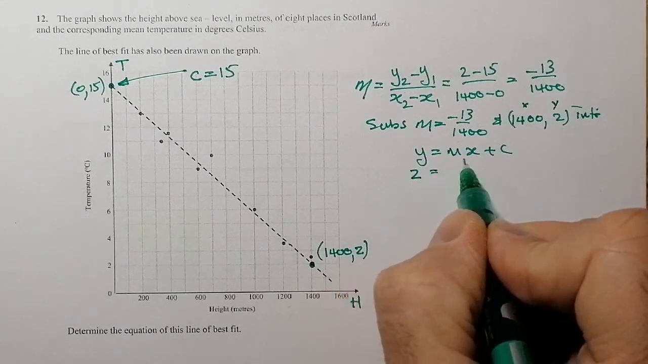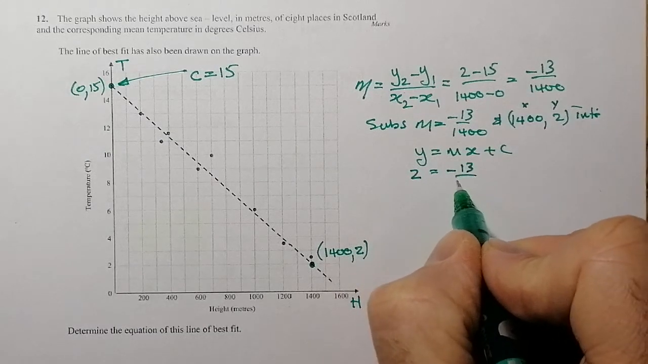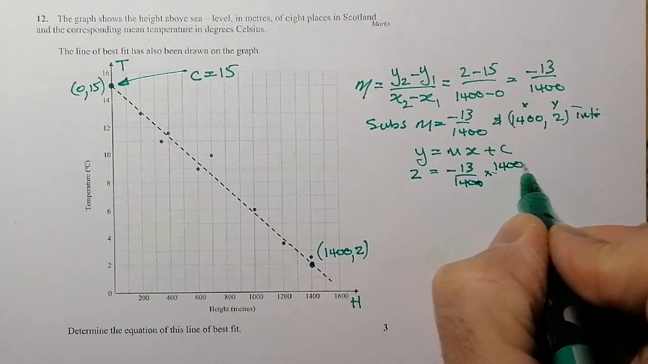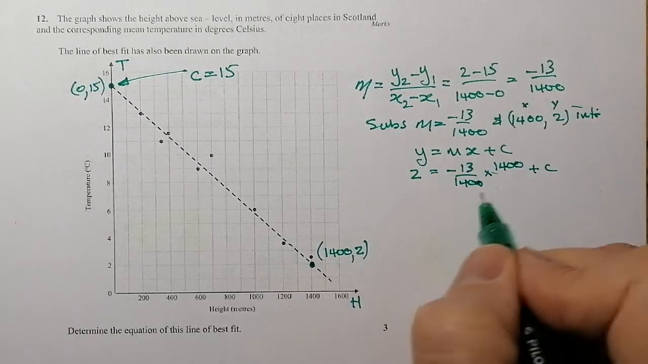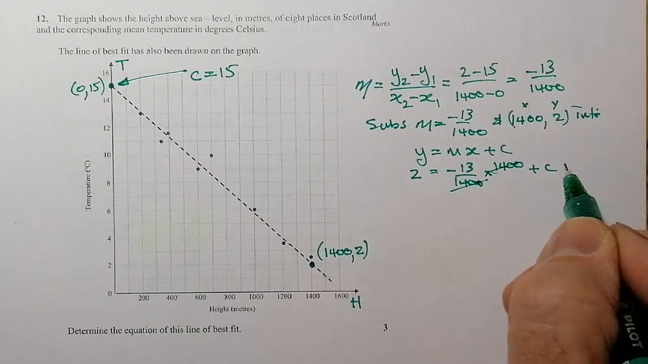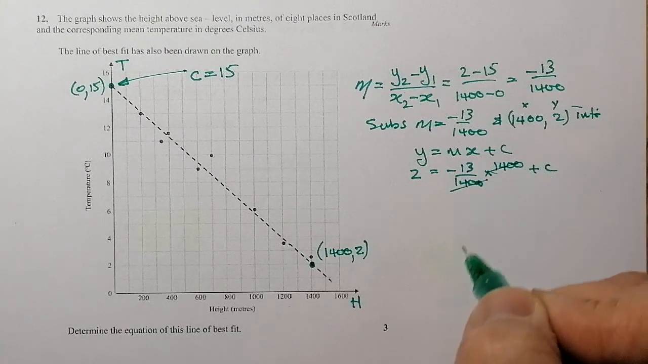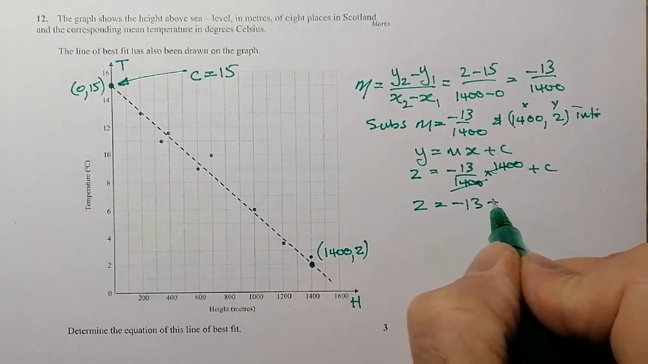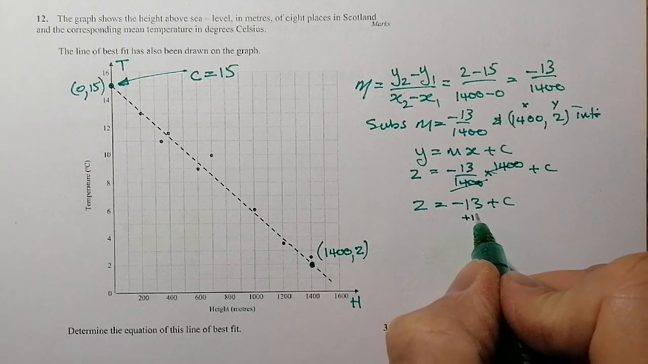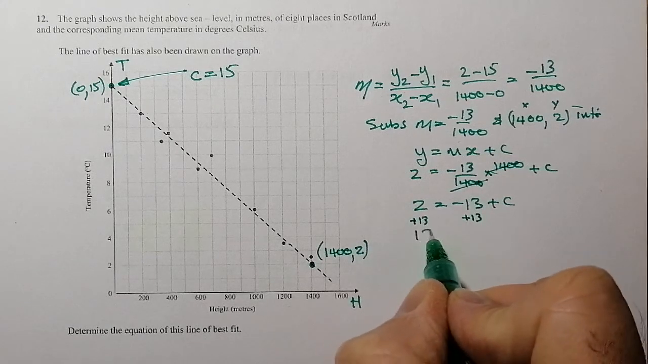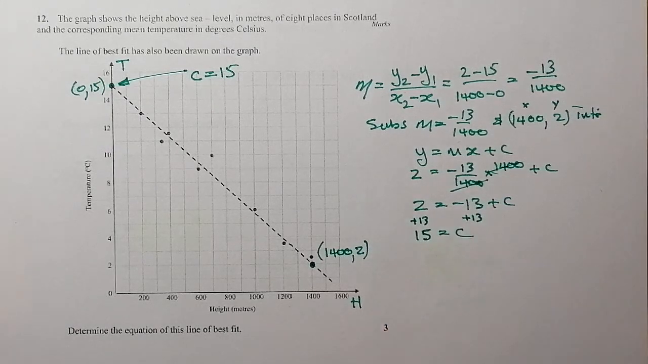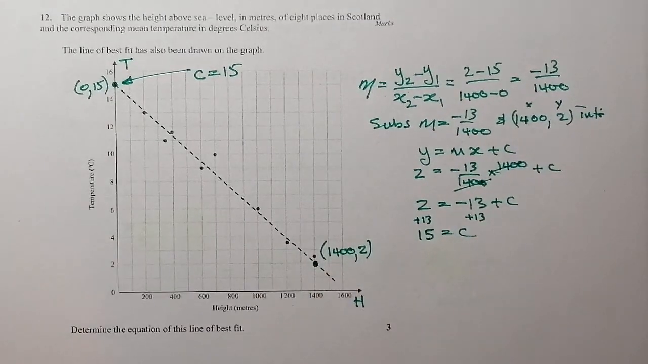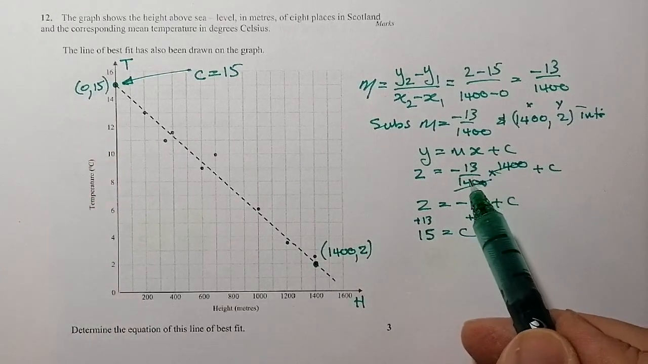So that's going to be 2 is equal to my gradient, negative 13 over 1400, times x, which is the 1400, plus c. From here, I can cancel that and that out, because they're multiplying and dividing by 1400. That leaves me with 2 is equal to negative 13 plus c. Then I'll add 13 to both sides, which gives me 15 is equal to c. That would be the way I would work that out if I didn't know where it crossed over the y-axis. But I do, so I wouldn't need to do that at all.